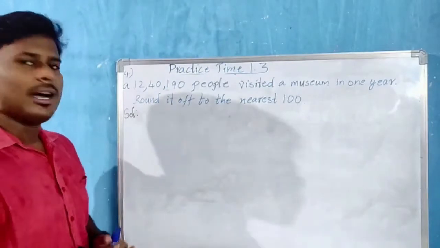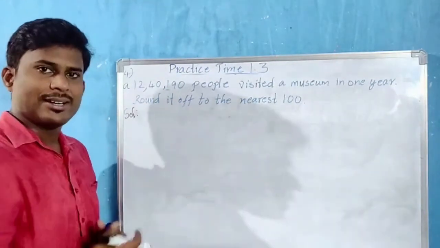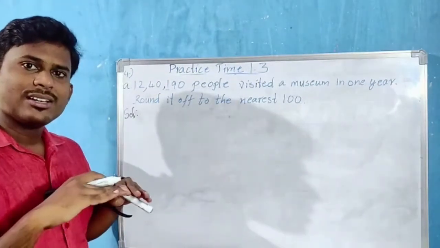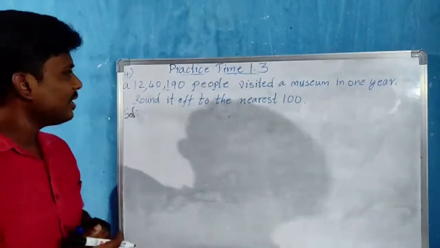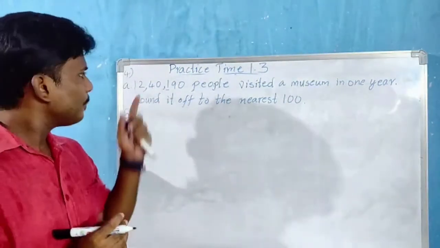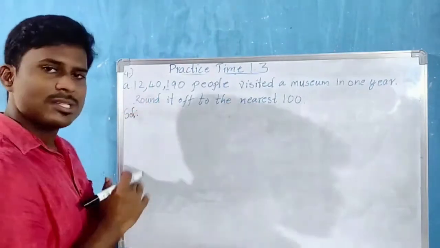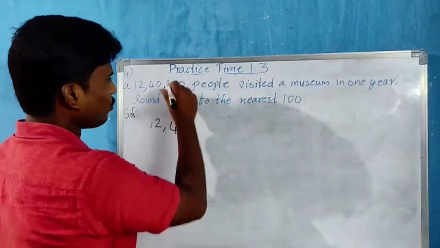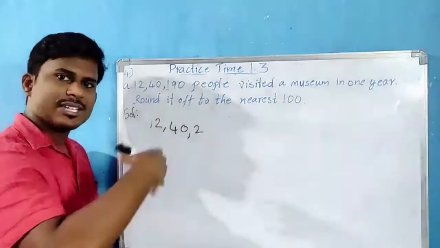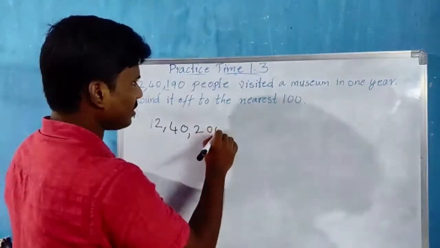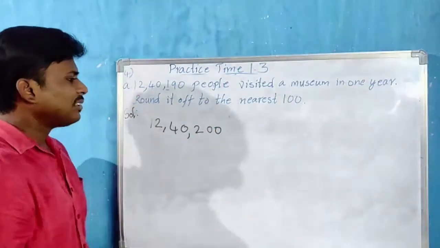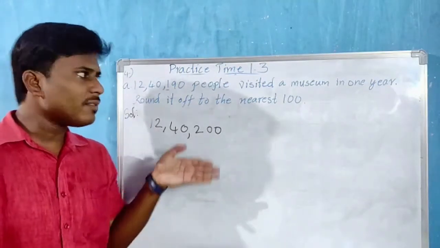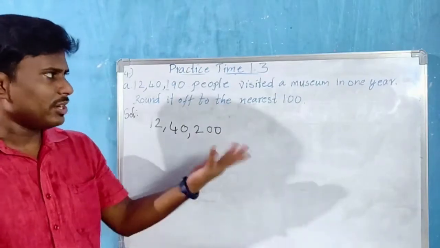Okay. Hundreds place is 1. Immediate right side digit we have 9. So 5 to 9, climb up the vine. That means we have to add plus 1 to the given digit 1. 1 plus 1 becomes 2. So remaining digits let us write the same. So 1 plus 1, 2. And the right side digits we have to place as zeros, as this is nearest hundreds. Okay. So now nearly 12,40,200 people visited the museum last year, or in 1 year.